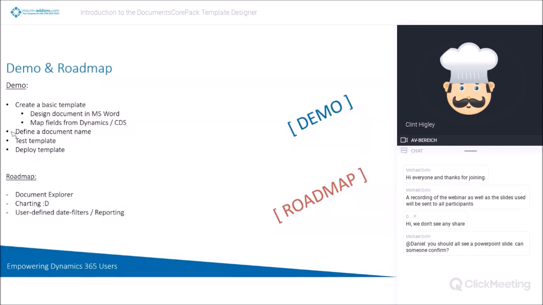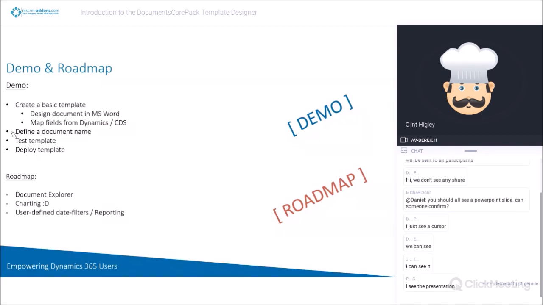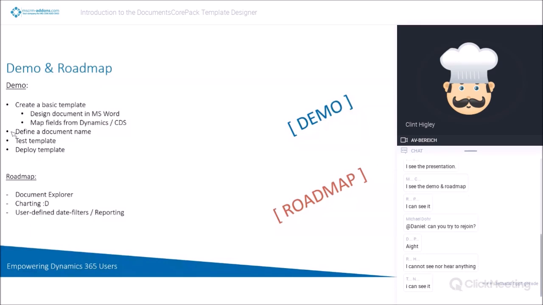In the demo today, we're going to be creating a basic template. We're going to be designing a document based in Microsoft Word. We're going to map fields from Dynamics, okay, over to our template. We're going to show you how to define a document name, how to test a template, and how to deploy a template. Okay, so these are really basic things, and you'll be able to know how to use it. And I'm going to show a couple of different tips and tricks on how I do it.